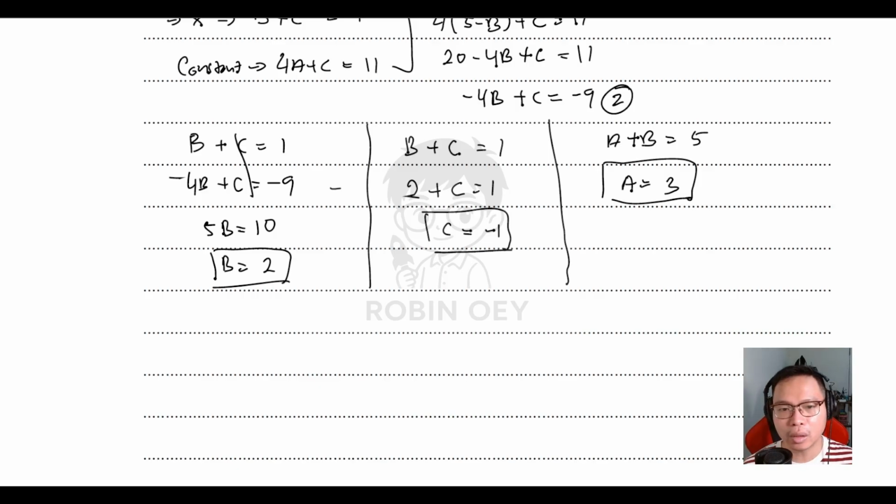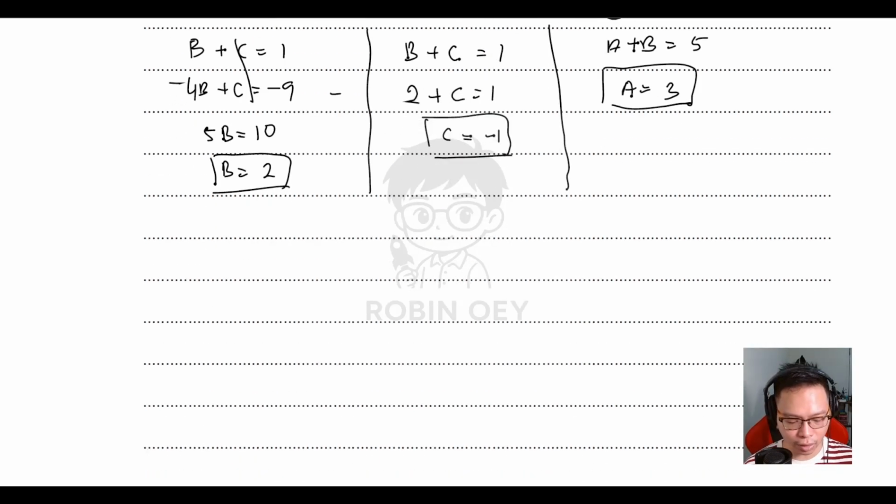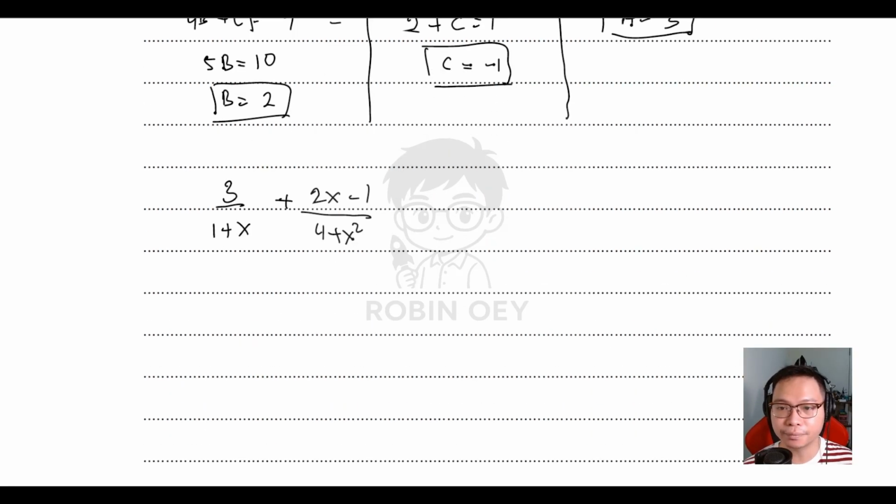So the final expression in partial fractions would be 3 over (1 plus x), plus (2x minus 1) over (4 plus x squared). Okay, so that is for 11a.